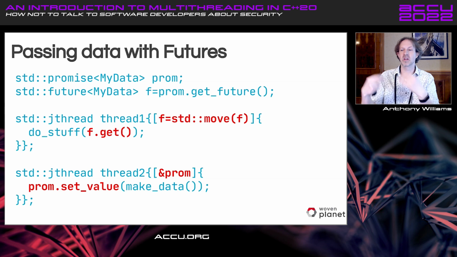And then we're going to set the value. And when that value is set, then thread 1 will wake up, it will get the value, it will call do stuff with the value. The values are all passed around by rvalue reference, so that in do stuff it gets an rvalue that it can move from. So it can actually be quite efficient. You can pass move-only things through set_value and get.